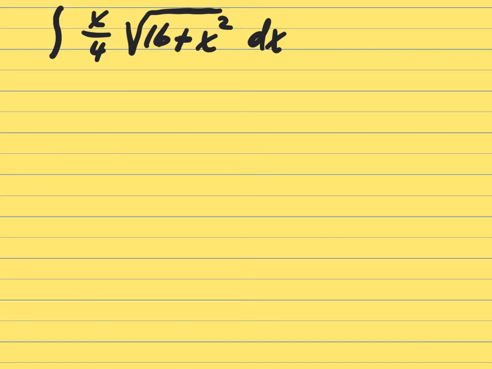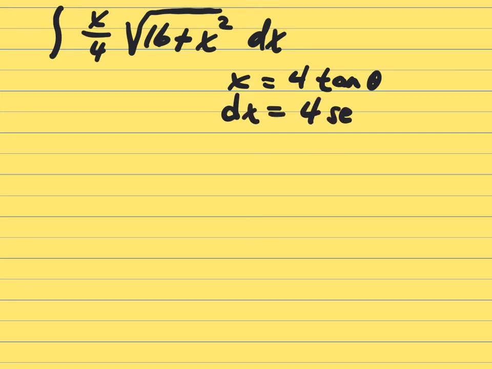Under the radical, we have addition, and it wouldn't matter if this was written x squared plus 16. Addition works in either direction without any issues coming up. So we're going to go ahead and use our substitution. The square root of 16 is 4, so we will have x equals 4 tangent theta. The derivative is 4 secant squared theta d theta.